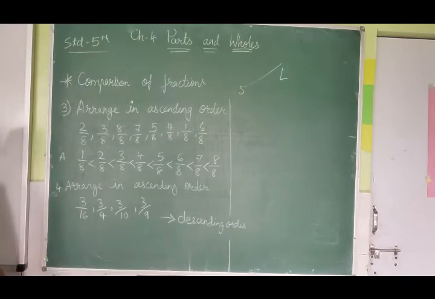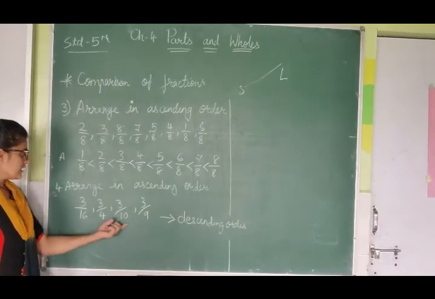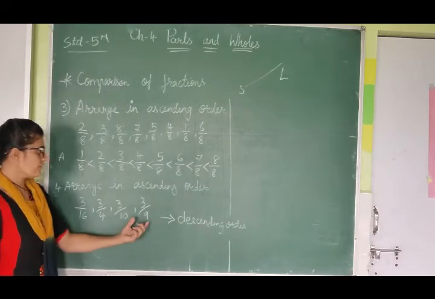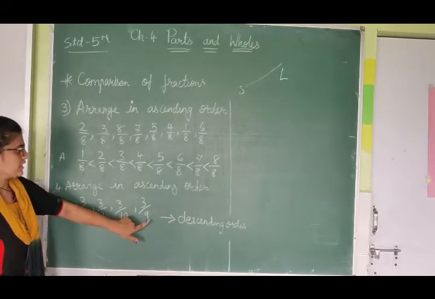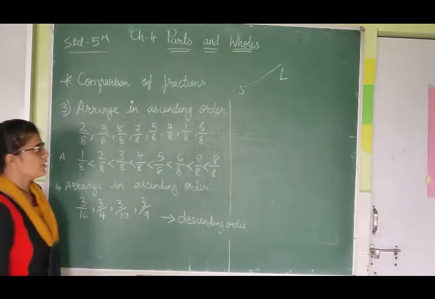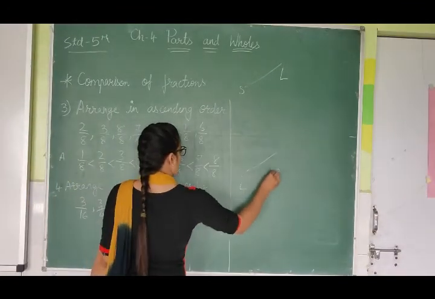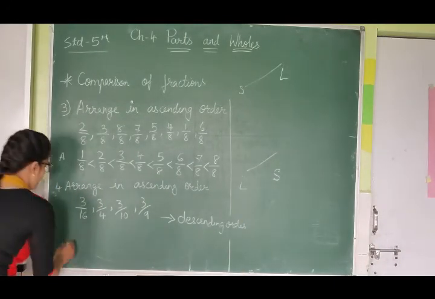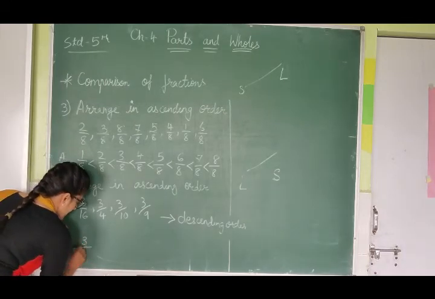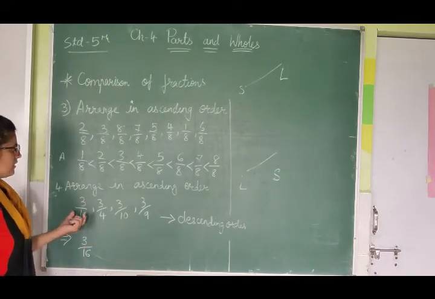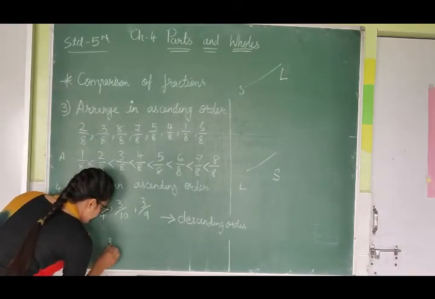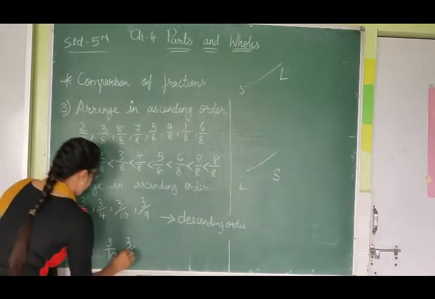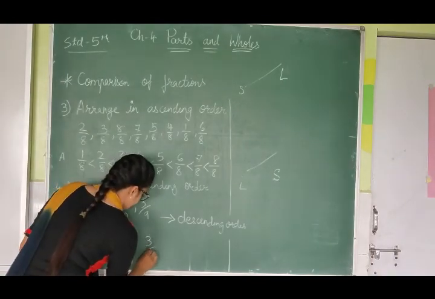What we have to see in descending order is that we have to settle only the denominators in the descending order. So if we write descending order for 16, 4, 10, 9, what will be the descending order? For descending order, we have to go from large to small. 16 is the largest one, so that we will write down first, 3 by 16, after that 3 by 10, after that 3 by 9, 3 by 4.